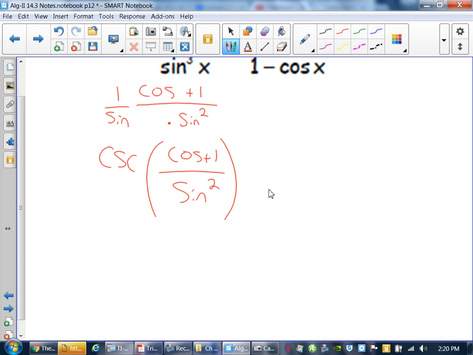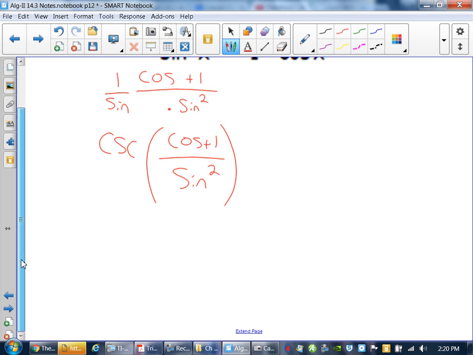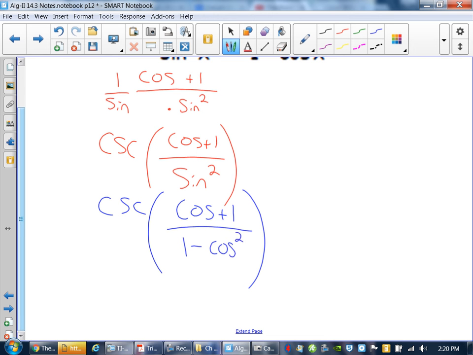So I'm just moving that out of the way right now because I know I'm going to have to move it eventually. Sine squared in terms of cosines is what? It's 1 minus cosine squared. So in my parentheses now I'm going to have a cosecant times the quantity cosine plus 1 over 1 minus cosine squared.